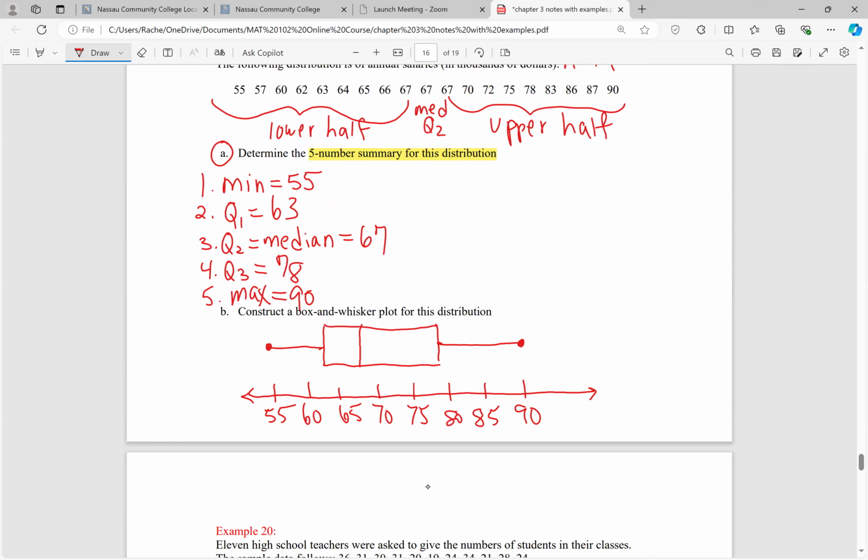So what we'll do in the next lesson is we'll continue talking about box and whisker plots. We'll talk about characteristics and how to interpret them, and we'll do another example.